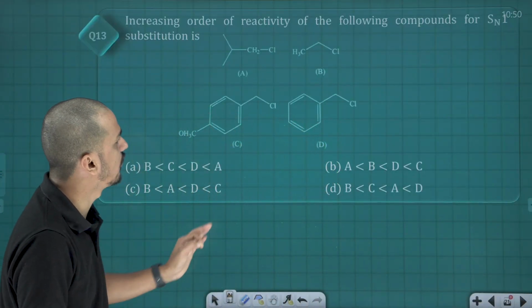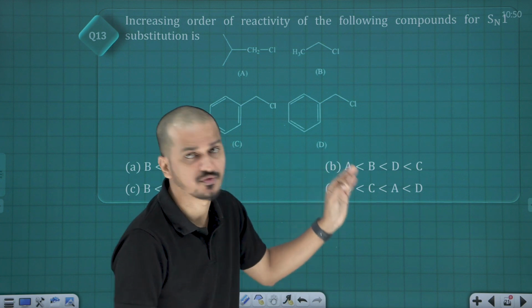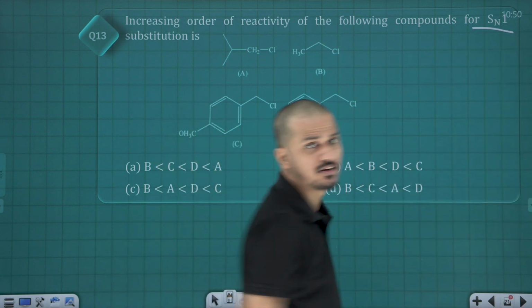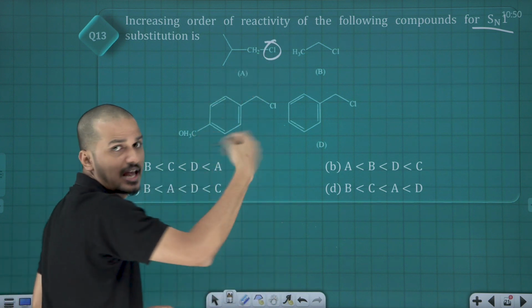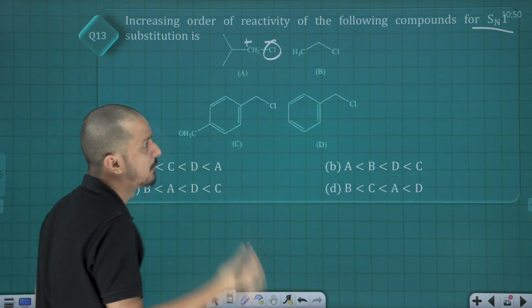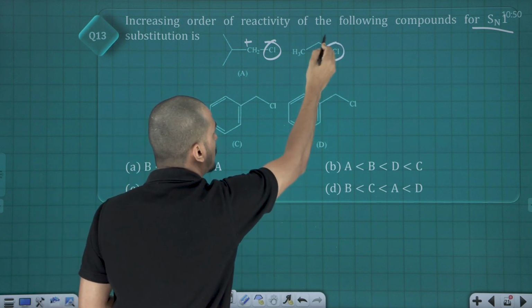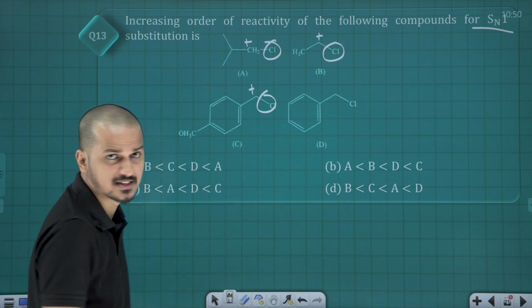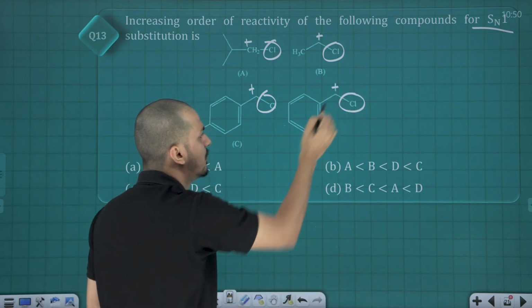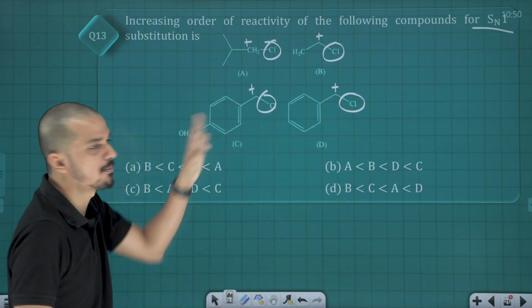The increasing order of reactivity of the following compounds is for SN1. Again SN1. SN1 means what? Carbocation mechanism. So here I can remove this Cl. That time it will become CH2 plus. I can remove this Cl, this will become a carbocation. I can remove this Cl, here it will become plus. I can remove this Cl, it will become plus. Now out of this, which carbocation is stable?